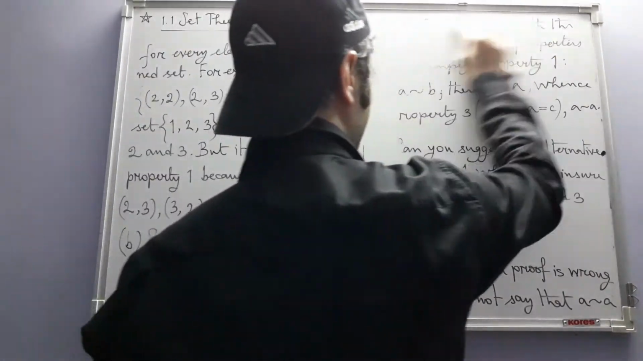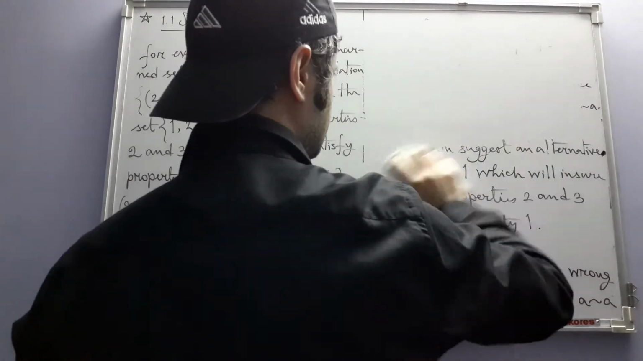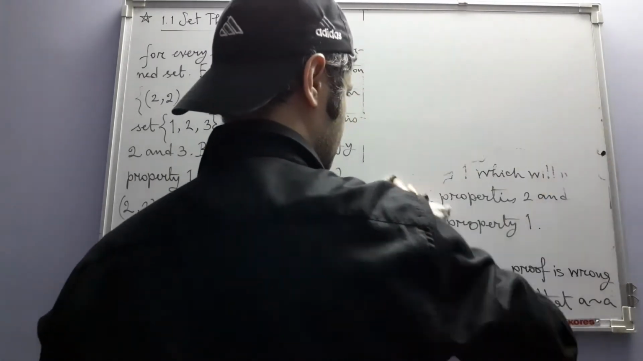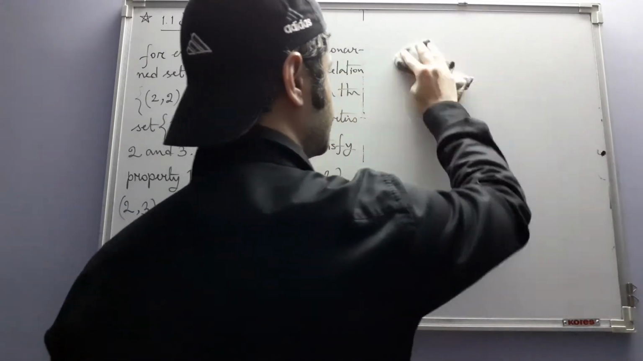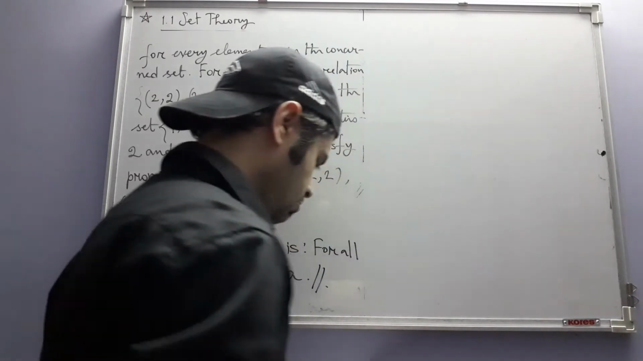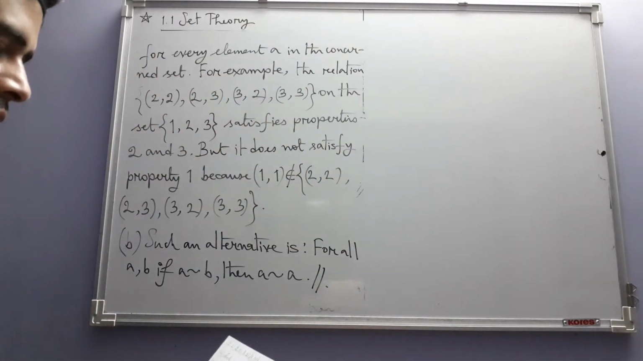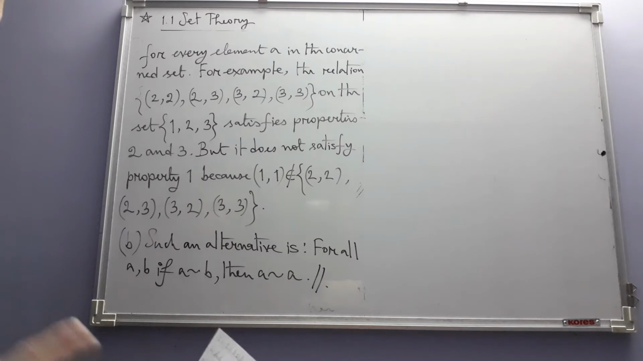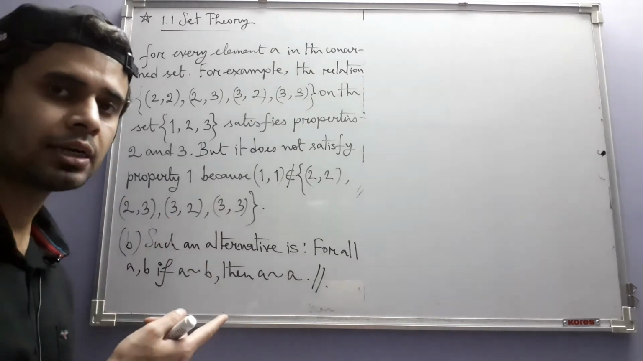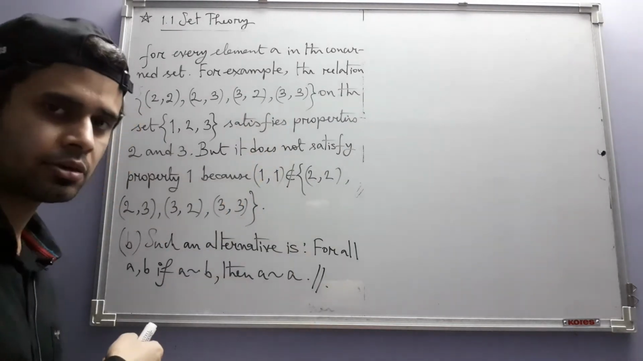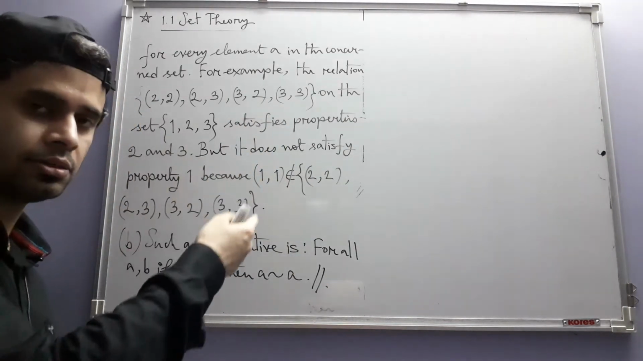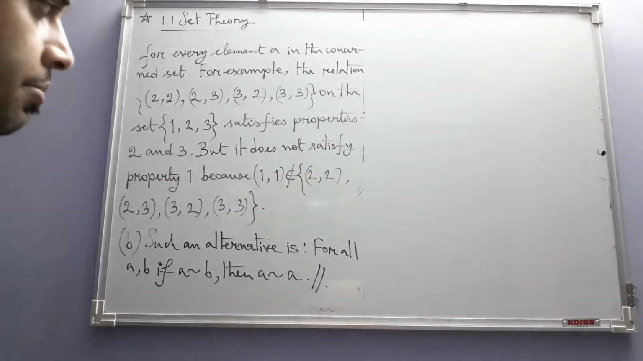You can see that this alternative easily follows from the transitivity and symmetry, the properties 2 and 3. Now 2 more exercises are left. The last one, the 13th one, asks us to complete the proof of theorem 111, that is the fundamental theorem on equivalence relation, which states that an equivalence relation on a set partitions the set into disjoint equivalence classes.